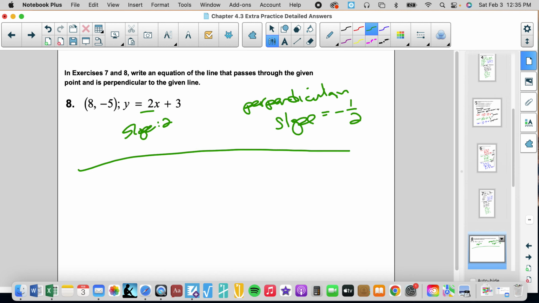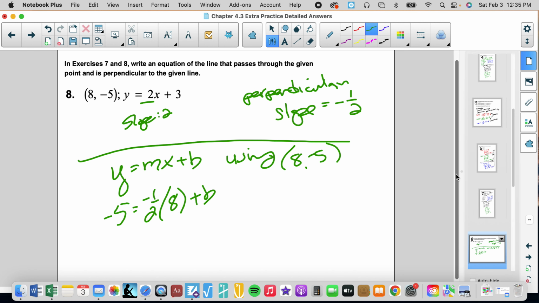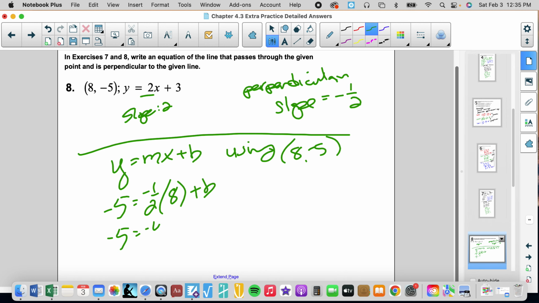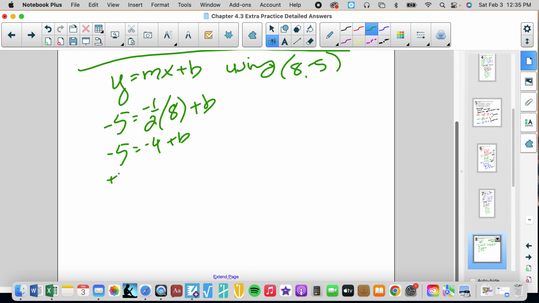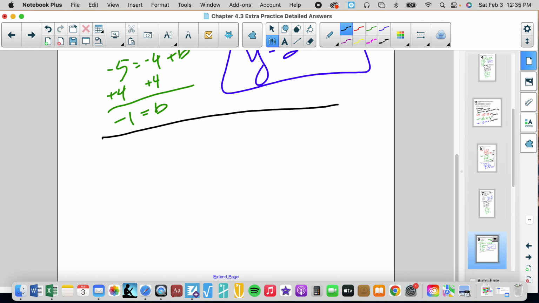So I get y equals mx plus b using the point 8, -5. So we get -5 equals my slope, which is -1/2 times x is 8 plus b. -5 equals -4 plus b. Add 4. -1 equals b. My final equation is going to be y equals -1/2 x minus 1 would be my equation for the line running perpendicular to it. Point slope.